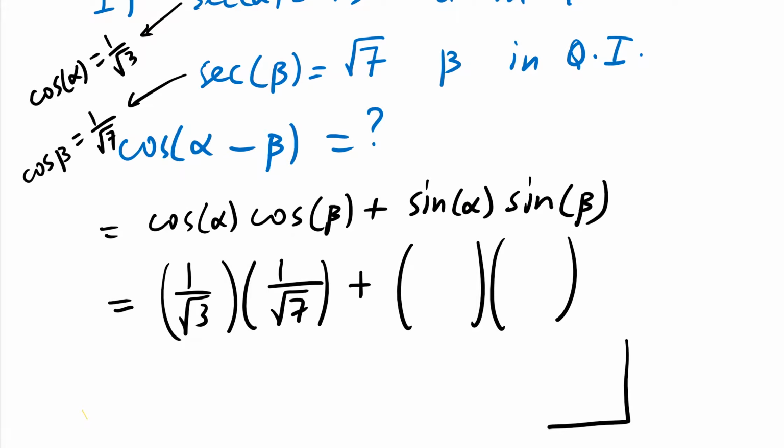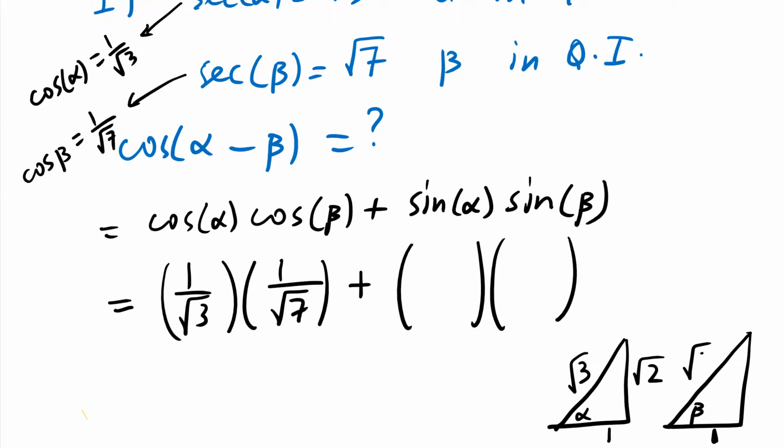we can draw a right triangle for each angle. Alpha, beta, cosine is adjacent over the hypotenuse. We can do the Pythagorean theorem to apply it here. 3 minus 1, this is the square root of 2. Adjacent over the hypotenuse. 7 minus 1, 6. The good thing is that everything is in the first quadrant, so everything should be positive.